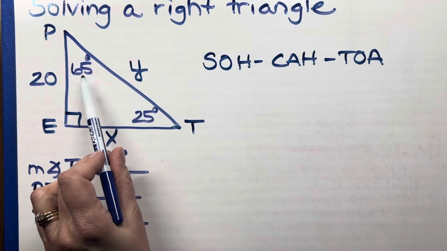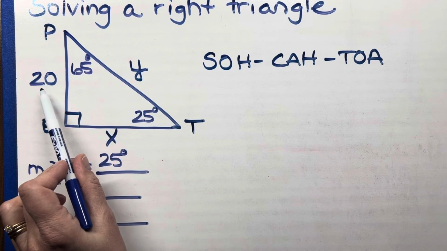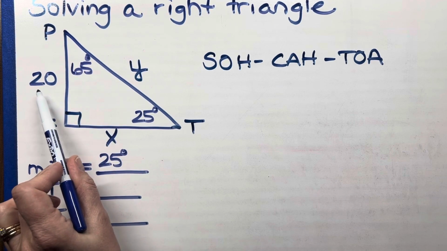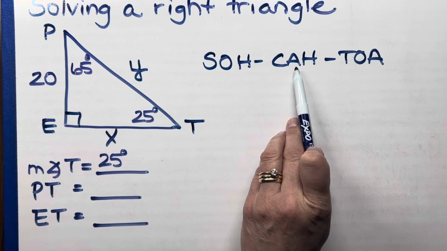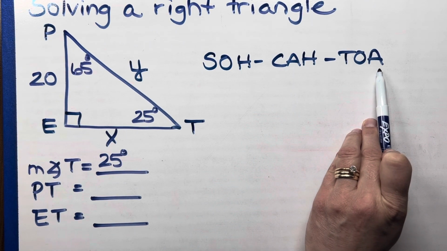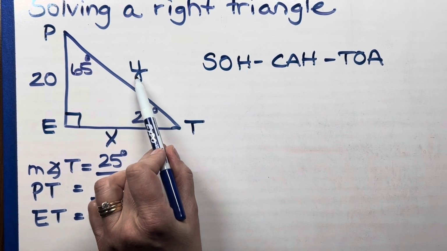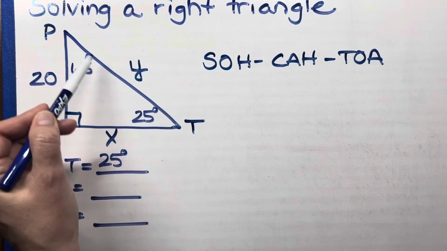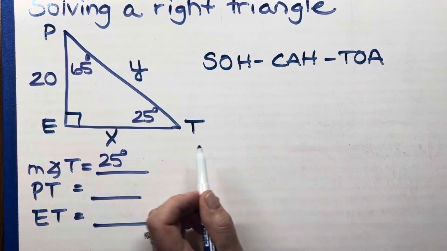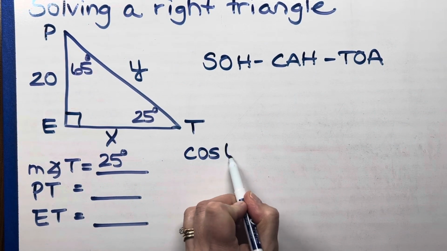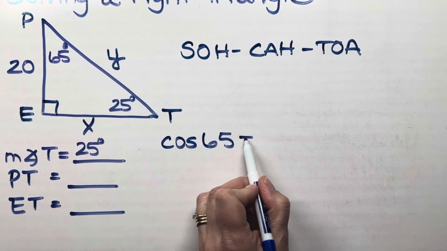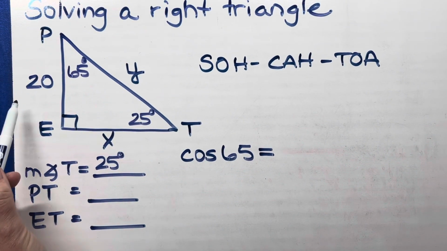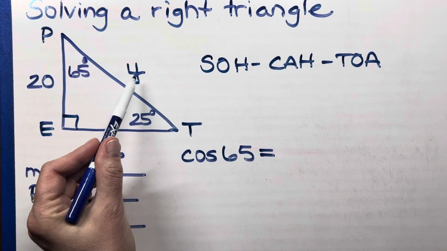In relation to angle 65, I have this side 20. 20 is the adjacent side, and adjacent tells me I'm going to maybe either use cosine because it has adjacent or tangent, but I'm going to try to find the Y first. And the Y over here, that's my hypotenuse. So I think I'm going to use cosine. So this is how I set that up. The cosine of 65 is going to be equal to my adjacent over my hypotenuse.